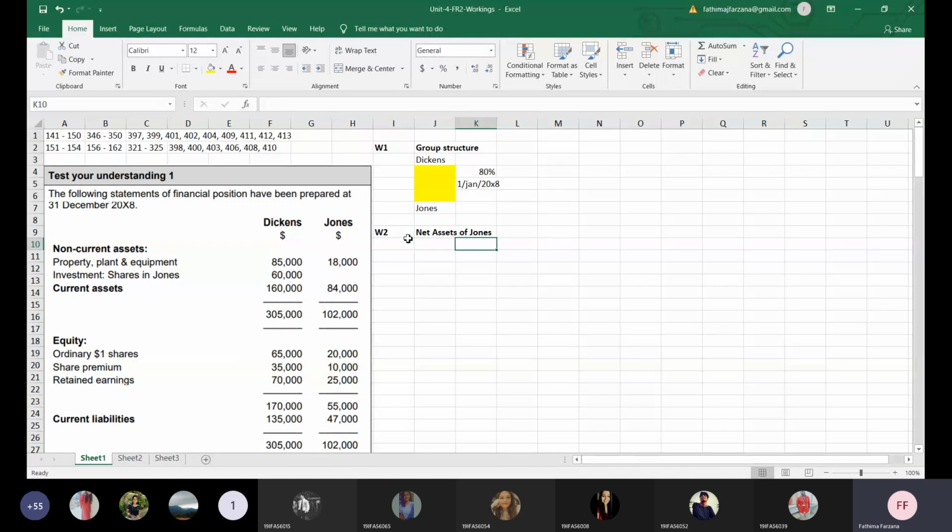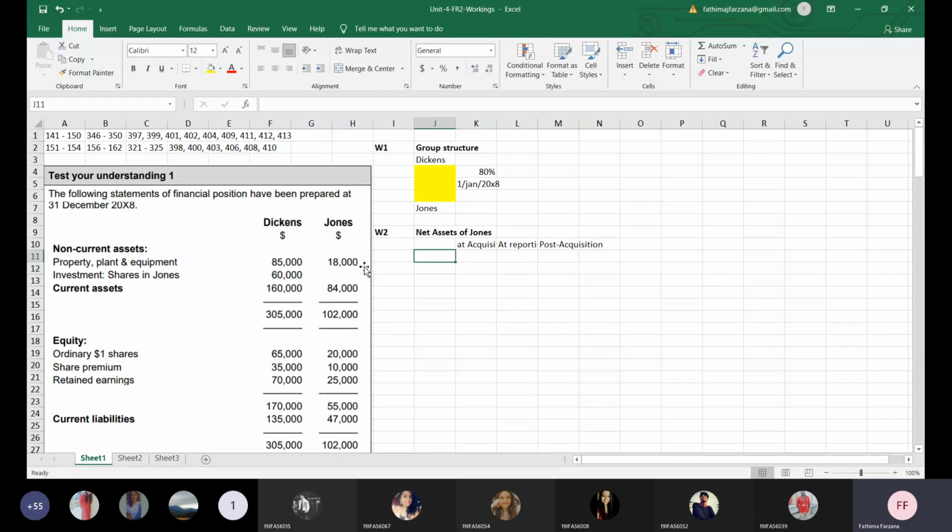So net assets of Jones I'm going to find out. Here I'll put 3 columns. The first one is at acquisition, then at reporting date, and then post acquisition. Three values I have here.